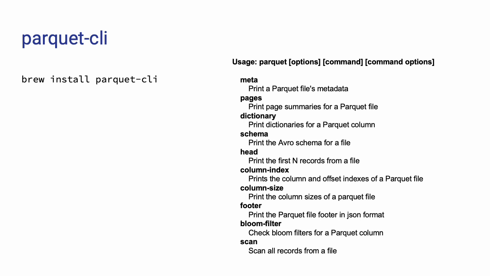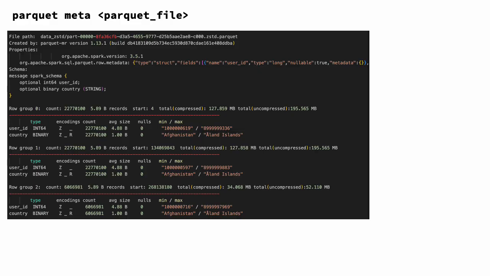And this has got a bunch of interesting commands, like to view the metadata of Parquet, to view the page summaries, to view the dictionary of a column in the Parquet file, inspecting the schema, looking into some sample records, inspecting the bloom filter to see whether a certain value can be present or not, and scanning through all the Parquet file. So it has got a good number of interesting commands which you can use.